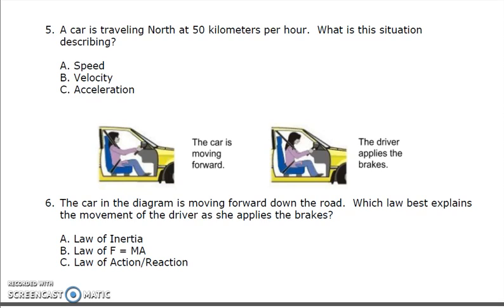Number 5. A car is traveling north at 50 kilometers per hour. What is the situation describing? A. Speed. B. Velocity. C. Acceleration.